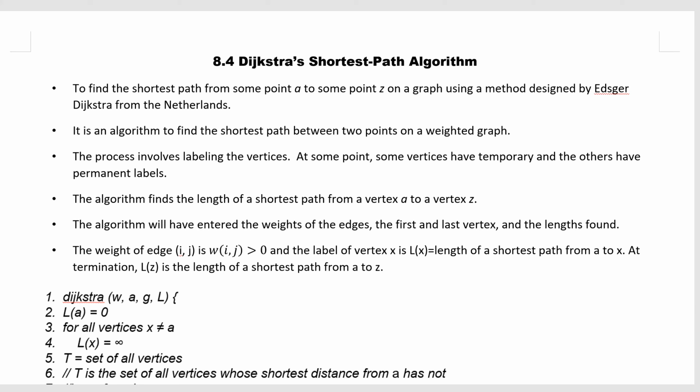Hi everyone! Today let's talk about section 8.4, Dijkstra's shortest path algorithm, to find the shortest path from some point A to some point Z on the graph using a method designed by Edsger Dijkstra from the Netherlands. So this is the algorithm to find the shortest path between 2 points on a weighted graph.